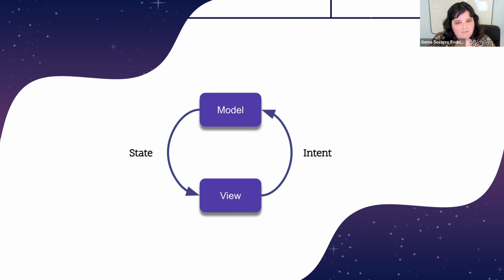Is whatever the user can do to the screen. And then we will have a state which will be the result of the user applying that modification. So the user is going to do something. This something is going to modify my model. And then as a result of the modification of my model, I'm going to have to show the user a different state in the view. So this is what MVI attempts to do.